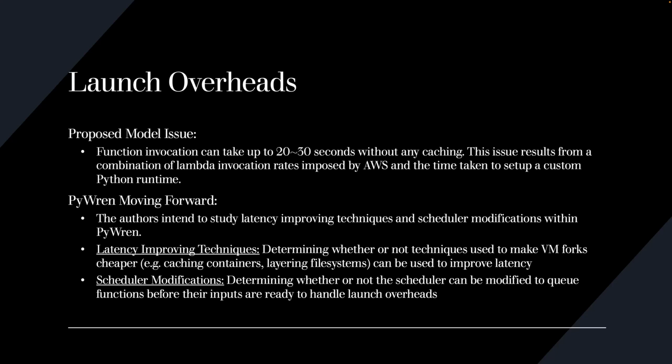As possible ways to address this issue, the authors plan to research if the same techniques used to make VM forks cheaper can be used to improve latency. Some of these techniques include layering file systems or caching containers. They also plan to determine whether the scheduler can be modified to queue functions before their inputs are ready to handle launch overheads.